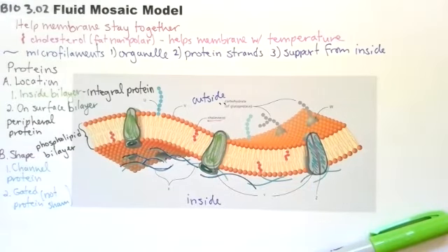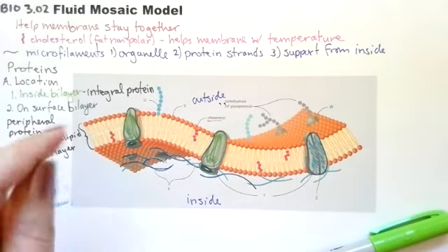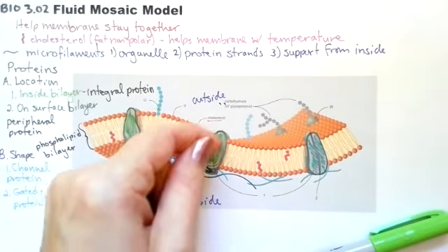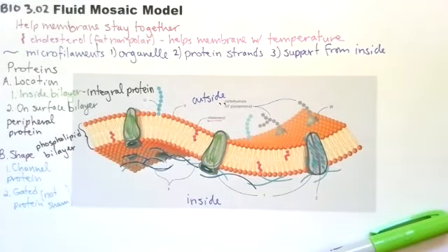So again, everything that's here, those are all proteins. And we can talk about them by where they're at or their shape. So for example, this is an integral channel protein. So we could talk about both its location and its shape. This is an integral, just, non-gated protein.